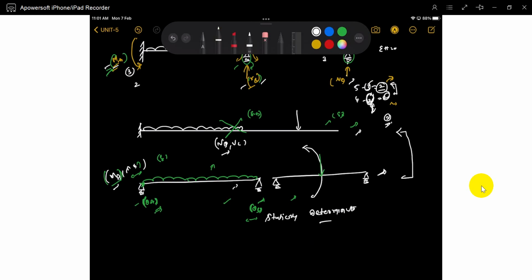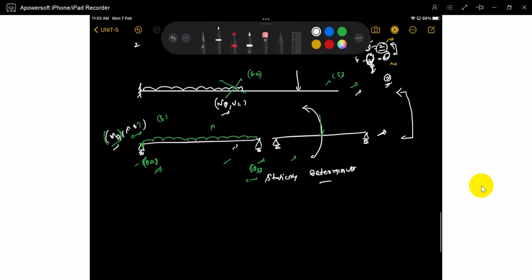What is that value? For a simply supported beam, the rotation is WL square by 24EI or something. But if you remember the formula, do it. Otherwise follow one simple method. What is the simple method? The conjugate beam method.